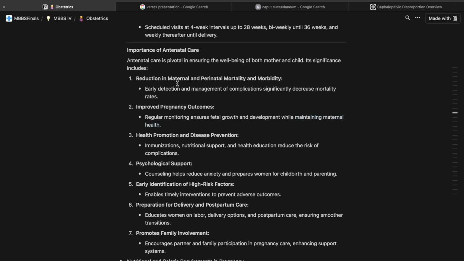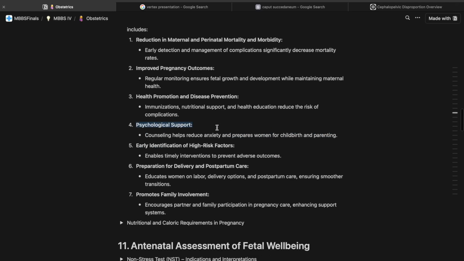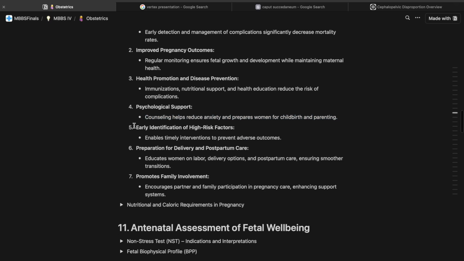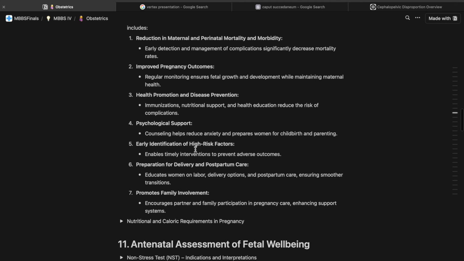Next, health promotion and disease prevention: immunization, nutritional support, health education to reduce complications. Psychological support: counseling helps reduce anxiety and prepares women for childbirth and parenting. Early identification of high risk factors enables timely interventions to prevent adverse outcomes. We have seen early identification as one of the objectives, same thing repeated here, and even health promotion and disease prevention.